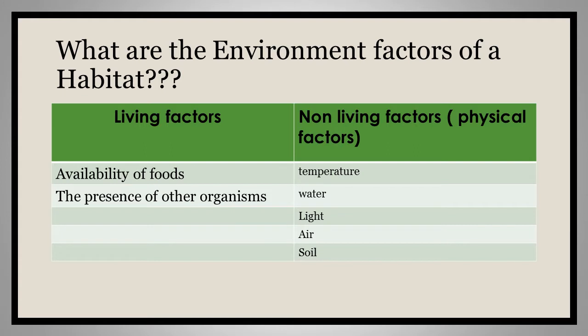What are the environment factors of a habitat? It can be divided into two groups, living factors and non-living factors. Non-living factors are known as physical factors. So what are the examples for living factors? Availability of food and the presence of other organisms. And what are the non-living factors? Temperature, water, light and soil.